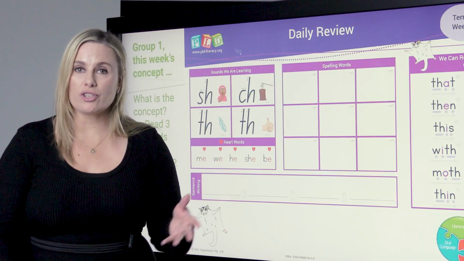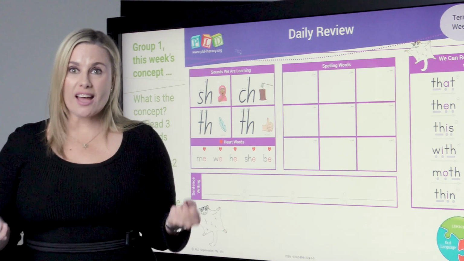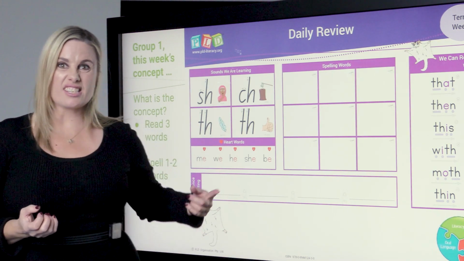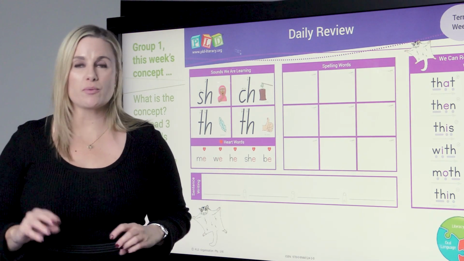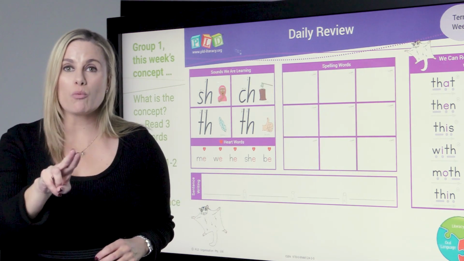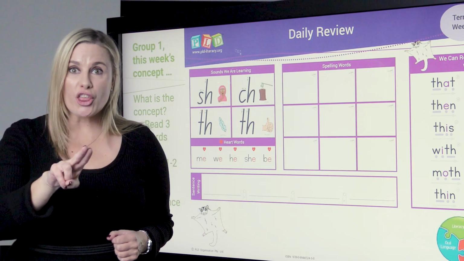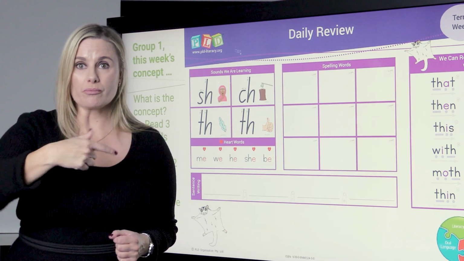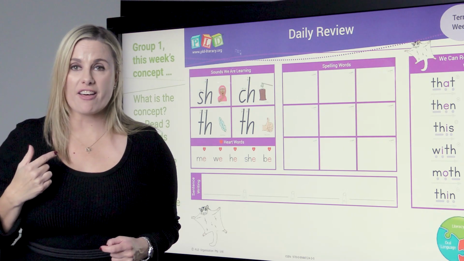Group 1, using your daily review template. Group 1, you've got a new sound this week. We're looking at the sound th. Still on digraphs. What's a digraph? Two letters making one sound. But this time, it can say th as in thumb, but it can also say th as in feather.